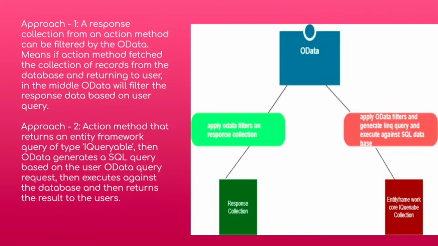OData queries can be applied directly onto Entity Framework Core, so that the SQL queries will be generated based on the OData queries. In this approach, SQL query generation depends upon OData, but the only thing required is that the action method should return an IQueryable. It should not return a collection. IQueryable means the query is not executed, meaning the data is not yet available. So those are the two techniques, and I will show both of them in this demo.